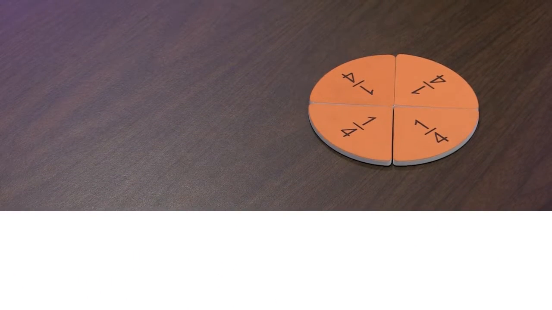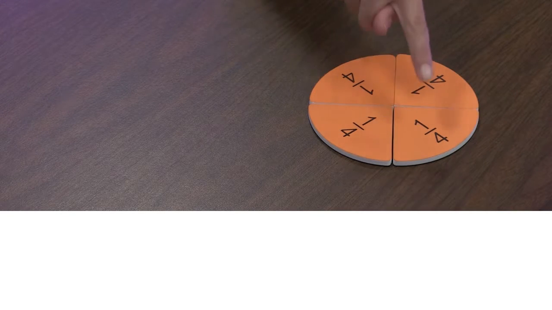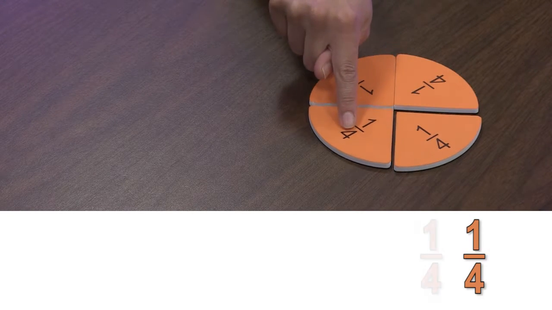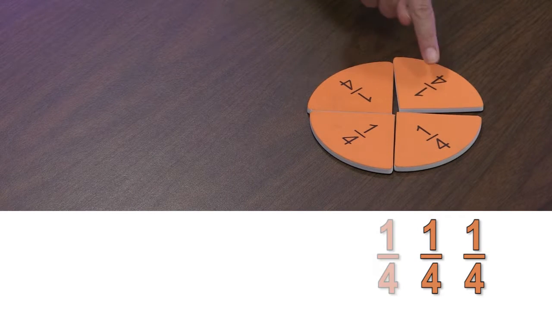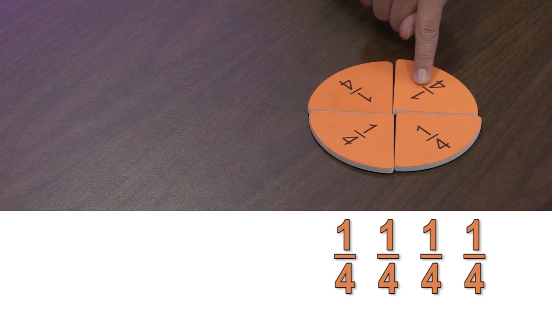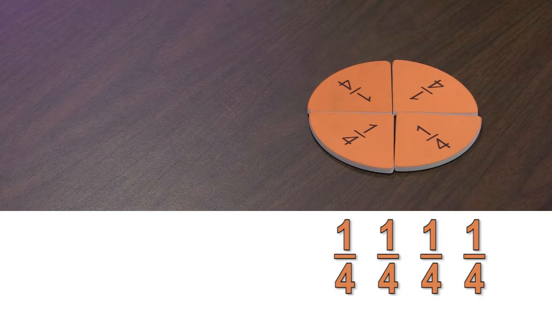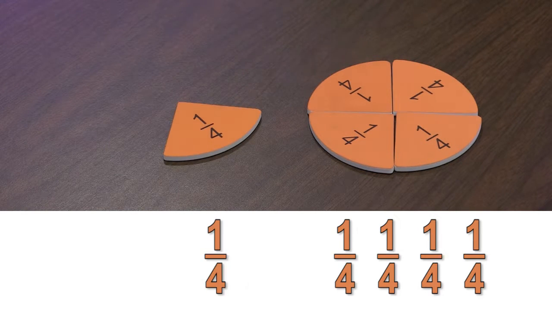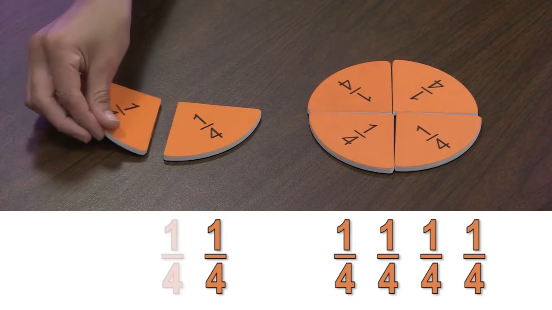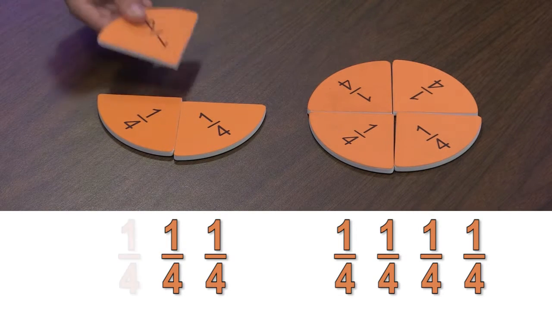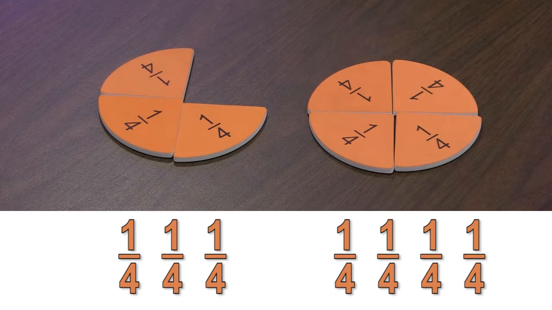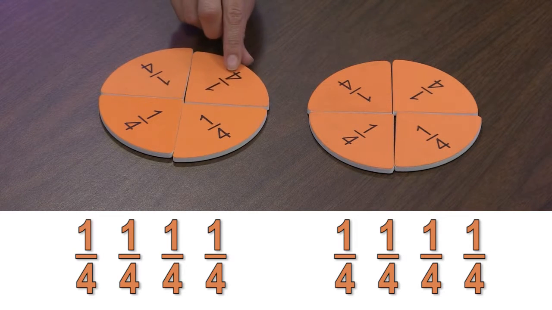Look at this circle. The circle is divided into fourths because there are 4 equal parts. When we count the pieces, I can say I have 1/4, 2/4, 3/4, and 4/4 that make a whole. We can continue with the same pieces to make 5/4, 6/4, 7/4, and 8/4.